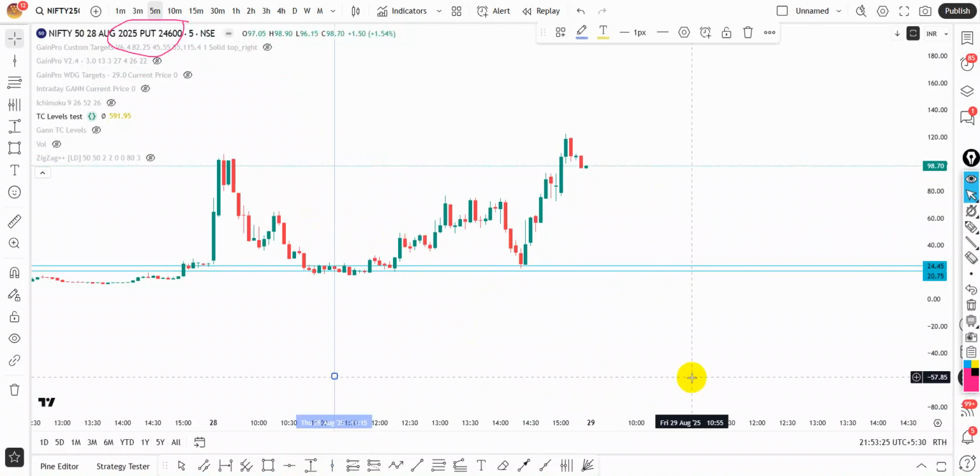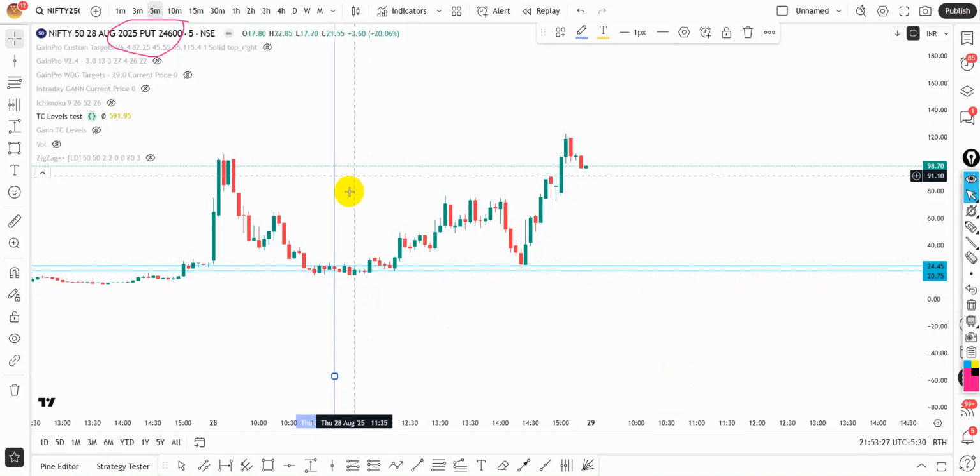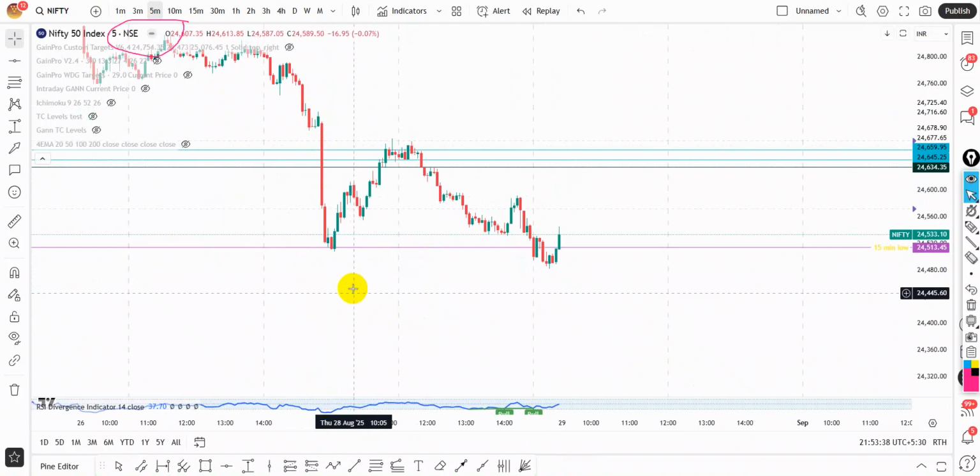This is the 11:15 candle. I've marked the 11:15 candle here and on the vertical line also, so that we understand more easily. This was the starting. It came down from here, went up, and then again came here.